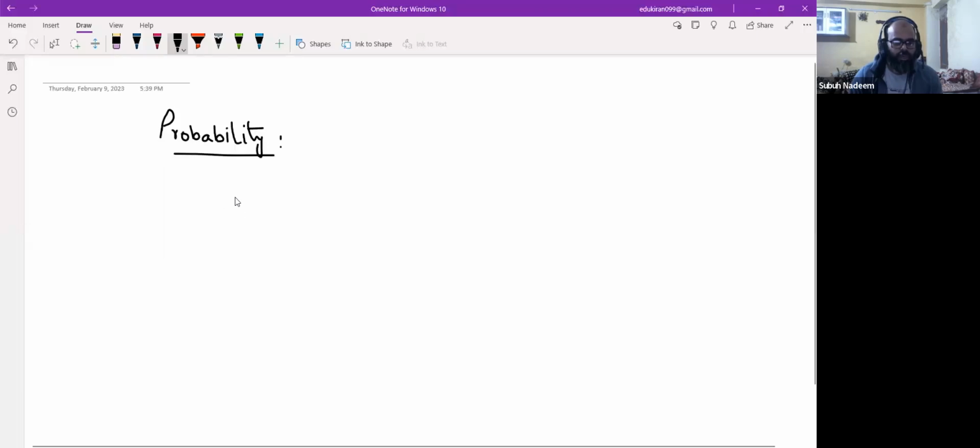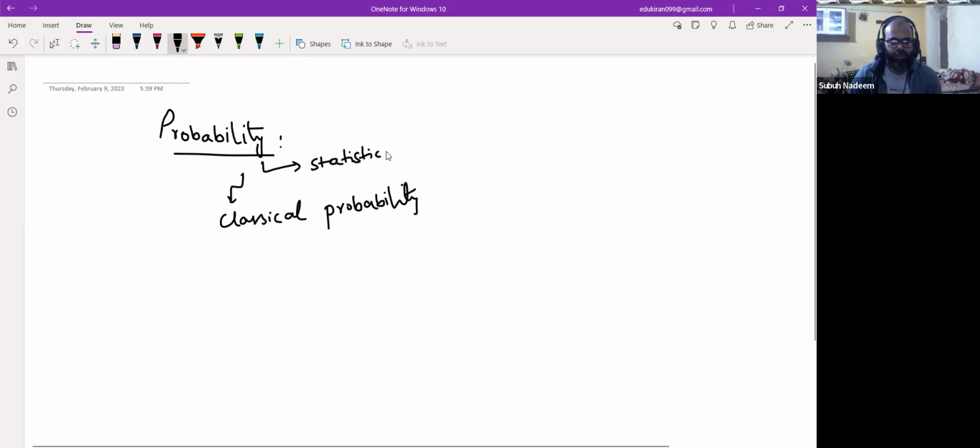Here, first of all, we have to understand different types of probability. One is classical probability, which we don't have to study, but I will just give you an idea of classical probability. No, this we have to study. Before that, we have statistical probability. And then we have the axiomatic approach to probability. This axiomatic approach also we have to do.